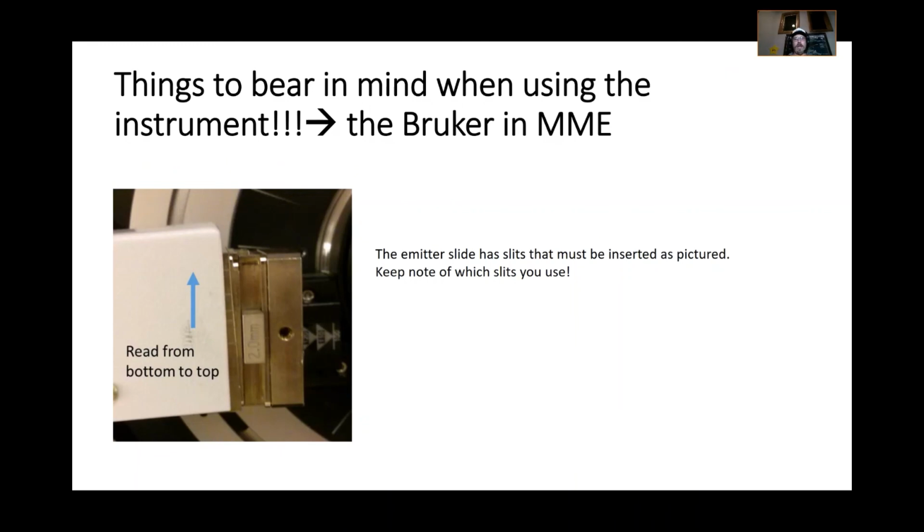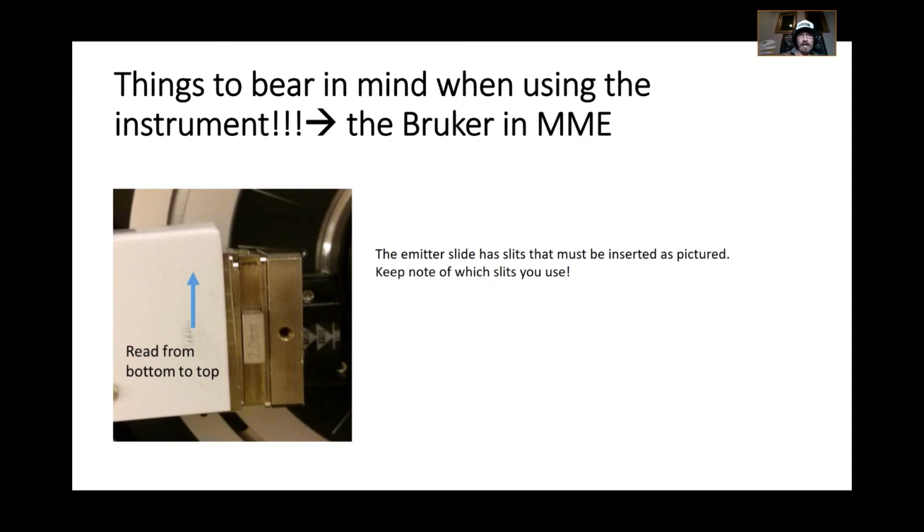Kind of things to bear in mind when using the instrument, and by the instrument I mean the Bruker and MME. The emitter side has these slits which must be inserted as pictured, and so you read from the bottom up, and you want to keep note of which slits you use. Before the days of Lubchenco, I was running the equipment, and so several times I've had students basically tell me they can't repeat their data. And I'm like, well, what slits did you use when you ran your instrument? That would be the number one question I would ask, and they wouldn't be able to tell me. And so you always want to take note of machine parameters, and this would be a machine parameter.